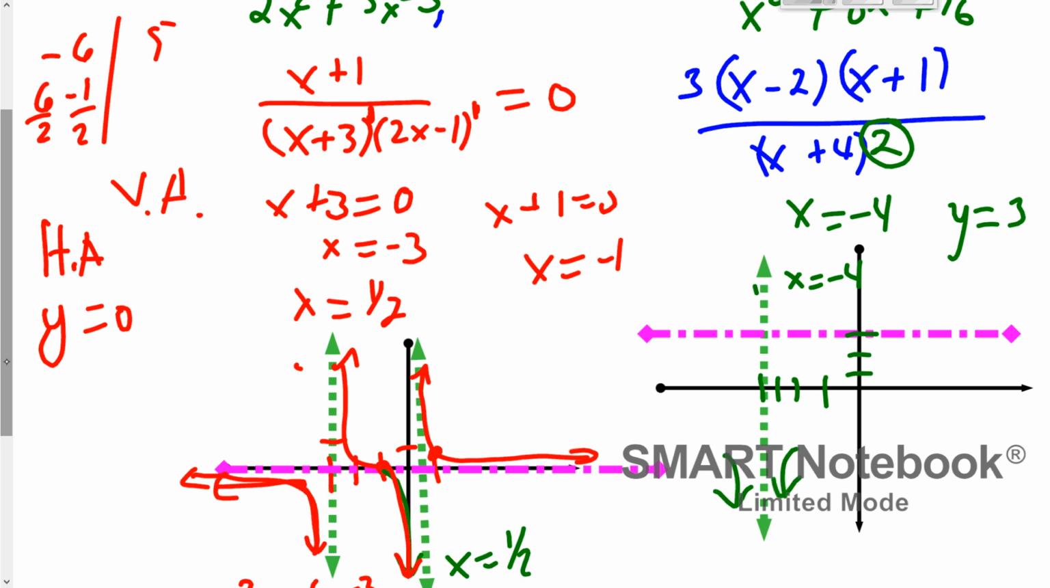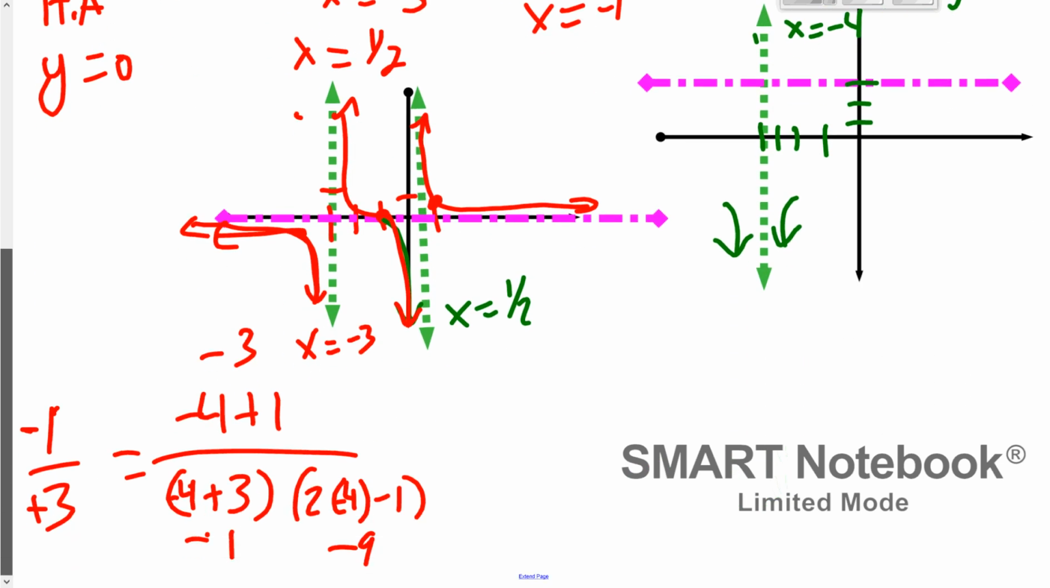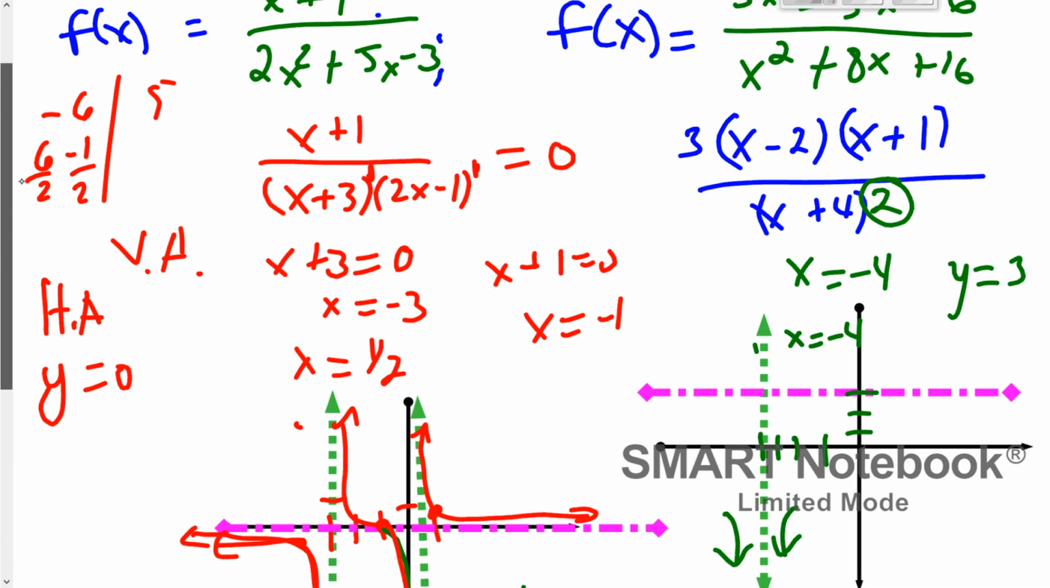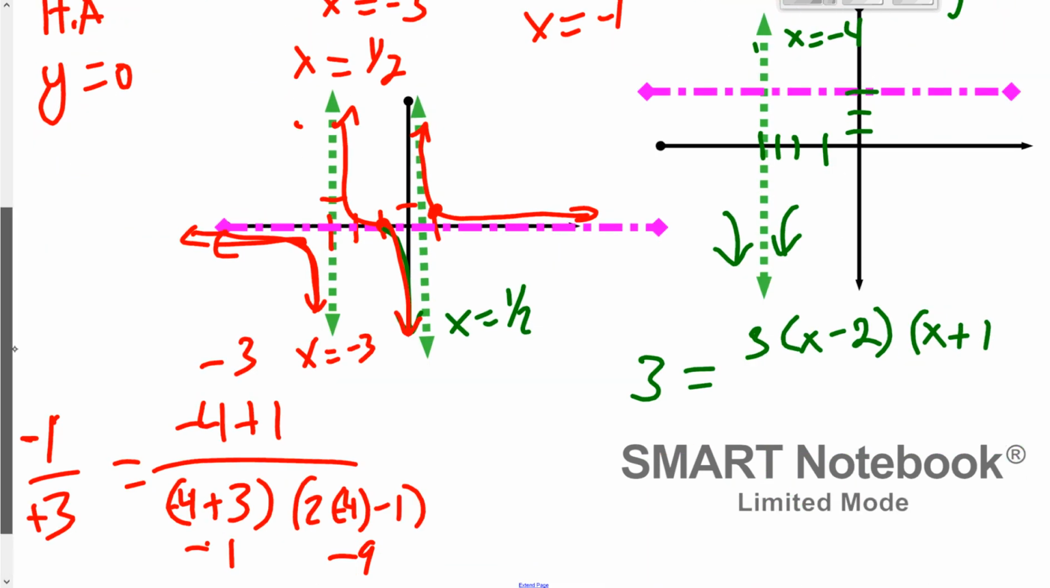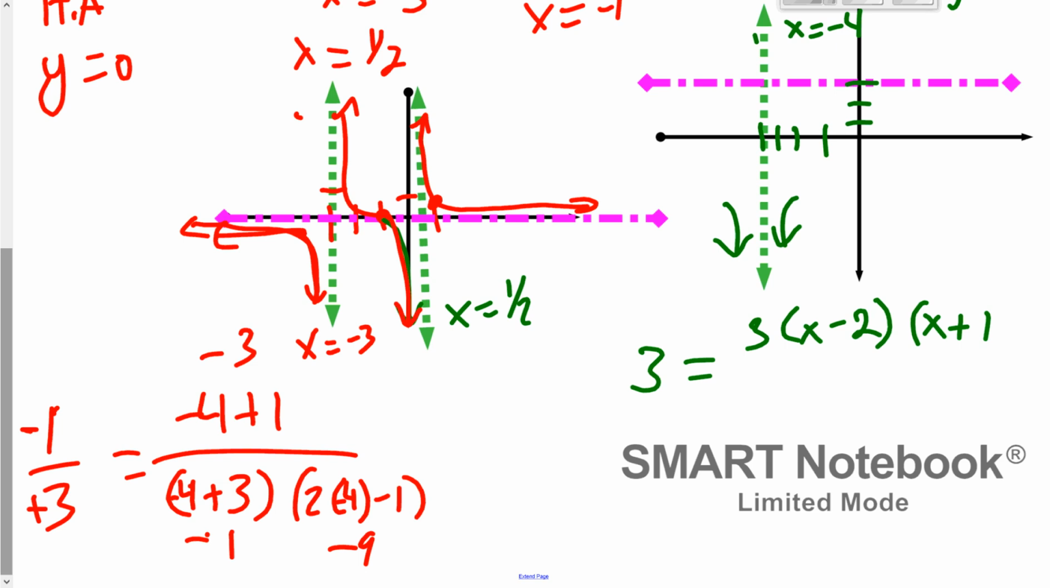So we have to set our equation equal to 3, because that's what y equals. Y equals 3 for our horizontal asymptote. So we set it equal to that, and we have our 3 times x minus 2, x plus 1, over x plus 4 quantity squared.